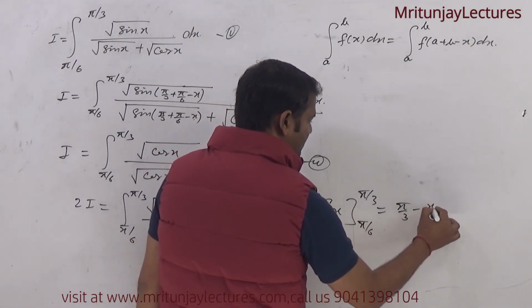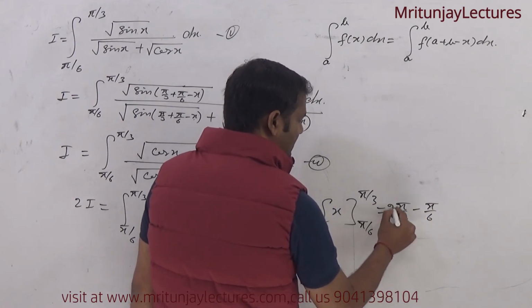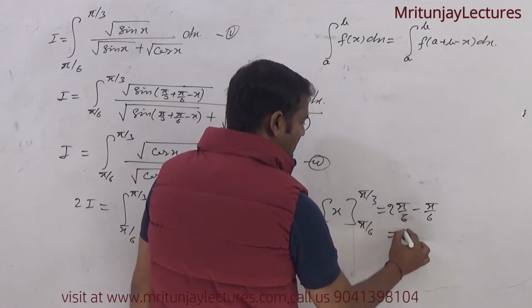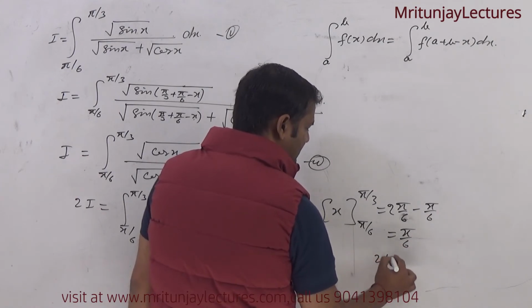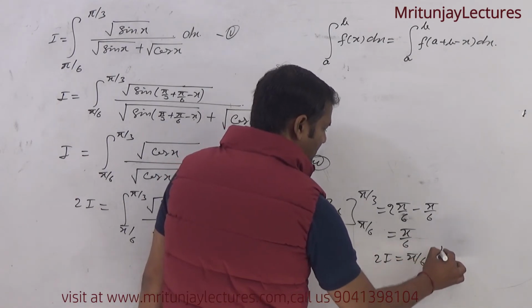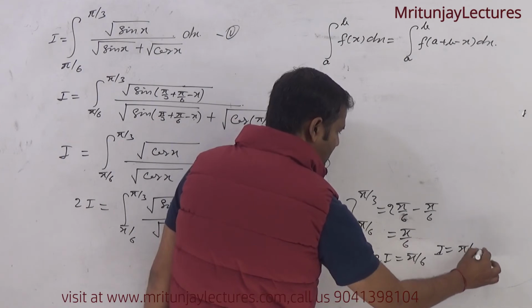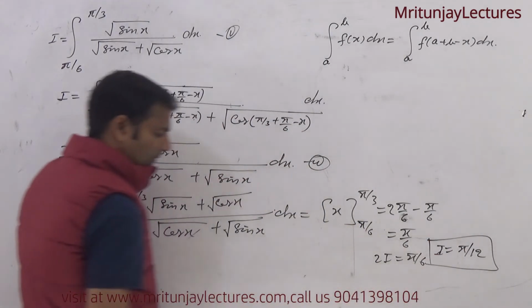So pi/3 minus pi/6. Okay, if we multiply by 2, that is 6. So finally pi/6, and 2I will equal pi/6. So I will equal pi/12. That is the final answer.